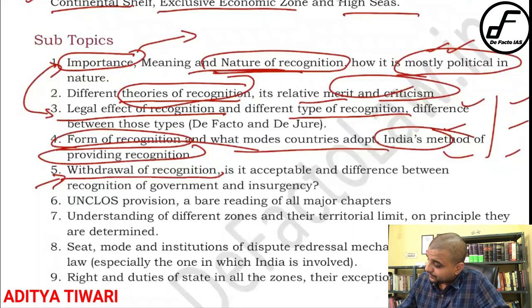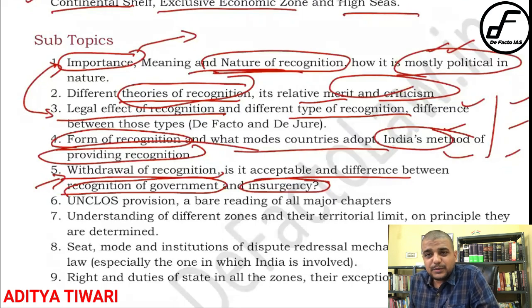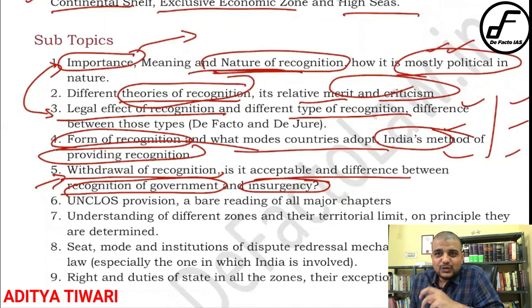Then a very interesting concept: what is the difference between recognition of the government and recognition of insurgency? Suppose tomorrow in Kashmir, Pakistan recognizes the government of Kashmir as independent sovereign. Now the question is, does it mean the same thing, that Pakistan has recognized Kashmir as an independent country, or has Pakistan only recognized the insurgency, right? So recognizing insurgency and recognizing government are different things, right? There has been a question in UPSC directly on this.